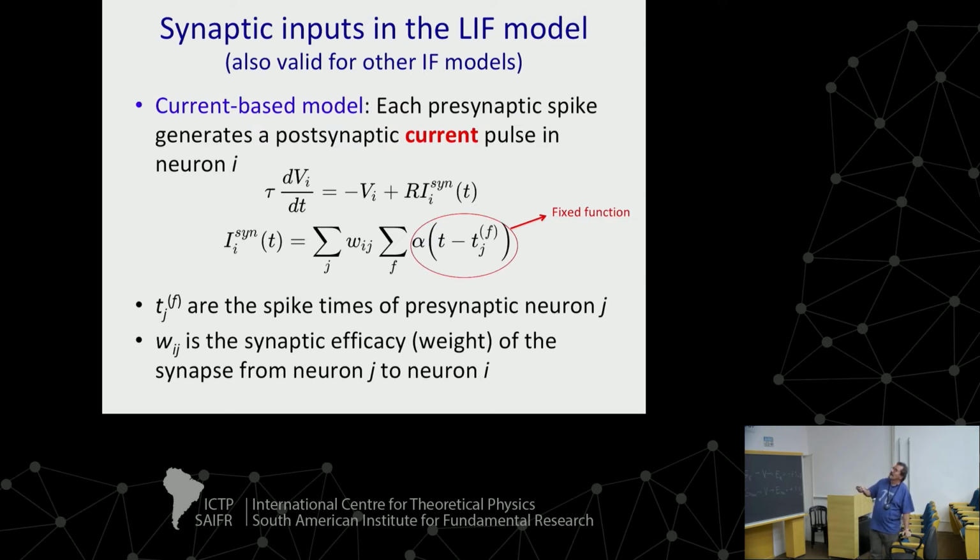Say, for example, here, synaptic inputs to a leaky integrate-and-fire model, as I said, also valid for other integrate-and-fire models. You can have two possibilities, two scenarios, either current-based or conductance-based. If it's current-based, you add current to the voltage equation, and the current is described by a fixed function. So you directly model the synaptic current generated by the synapse into that cell.